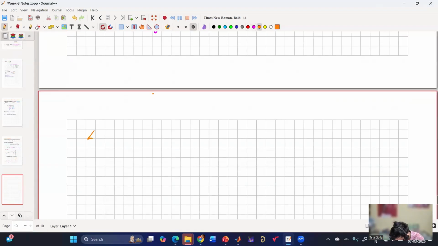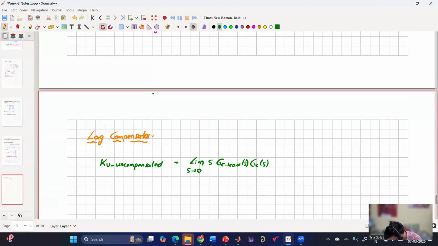Now coming to the lag compensator. So we have to see whether the limit kV of the uncompensated, meaning without lag compensation, which is given by limit s tends to 0, s into GC lead of s into G of s, is greater than kV. Check this, and then check whether this meets the desired specification.